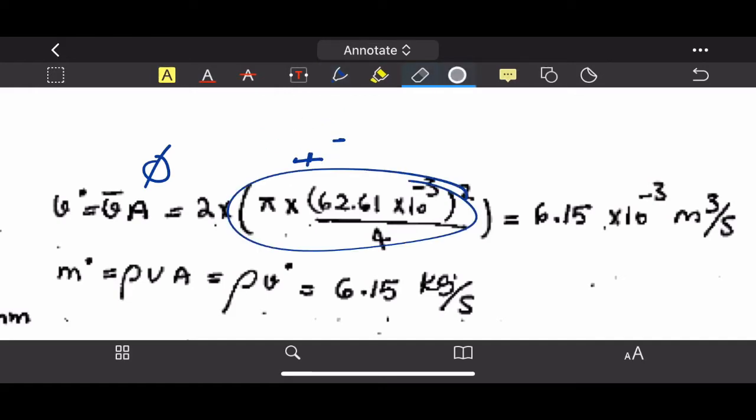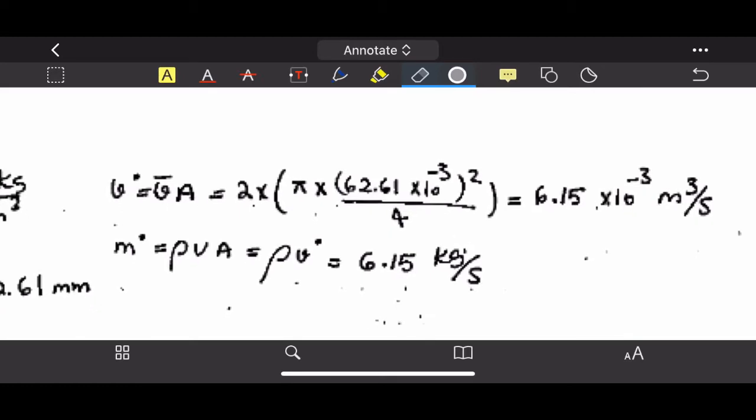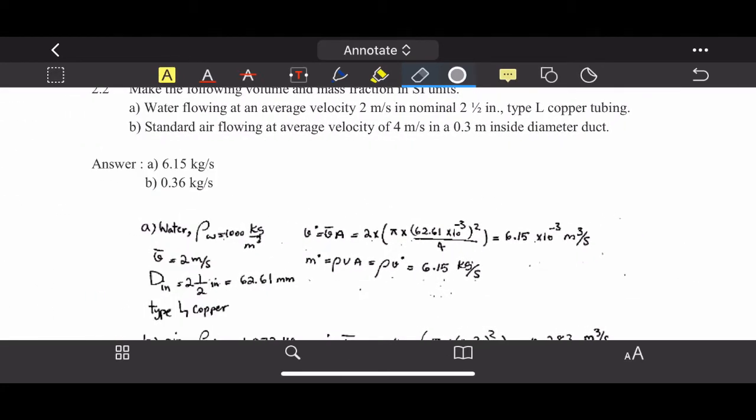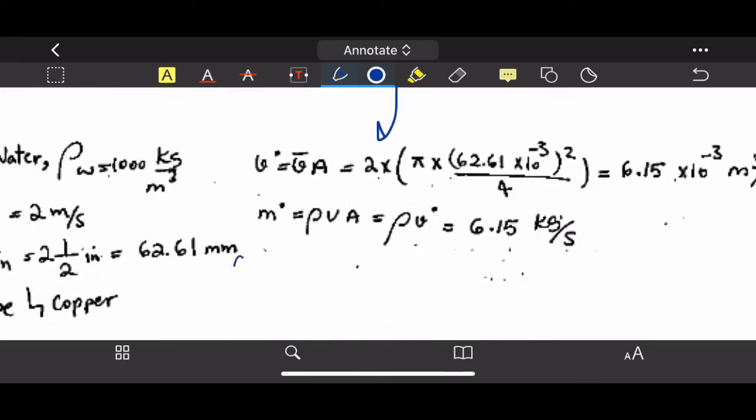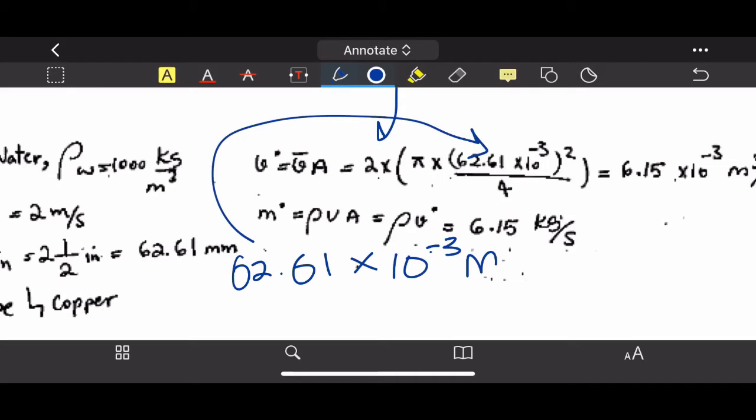Okay, so let me clear that up. Now, the 2 comes from this 2 meter per second there, right? And our 2.5 inch, you can see here, is our diameter. Convert to millimeter. You can use an online conversion: what is inch to millimeter? And you get 2.5 inch is equal to 62.61 millimeter. So that is why it is 62.61 times 10 to the power of negative 3 meter. And that is why the answer is such, as you can see from my arrow there.